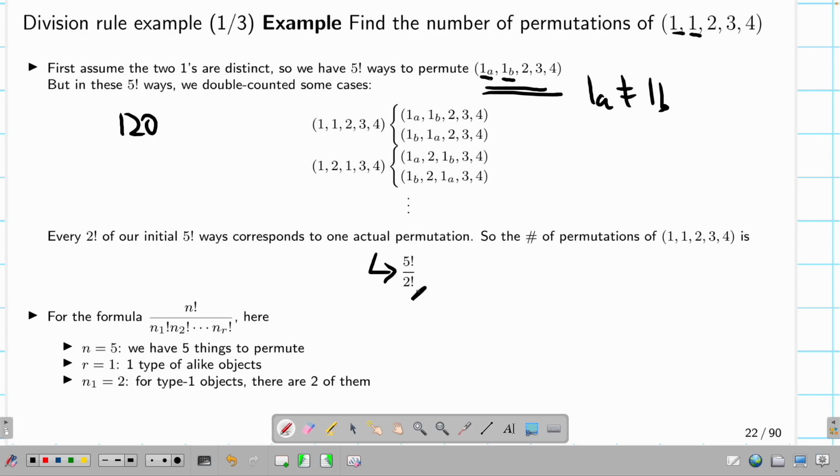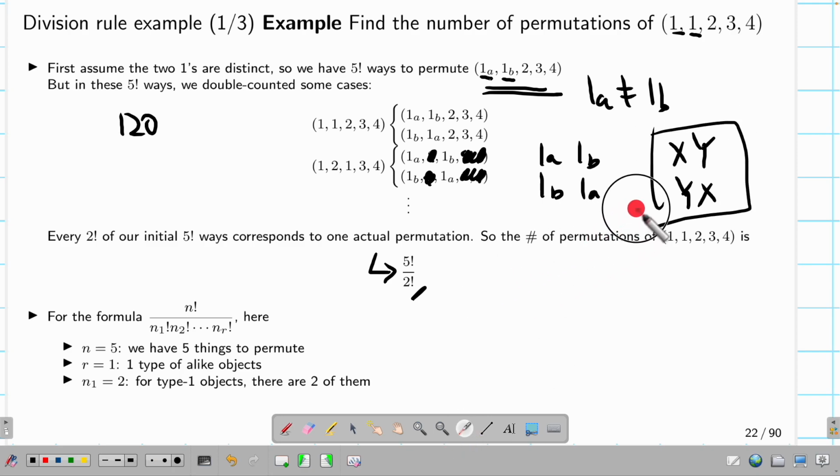And how do you see this 2 factorial? Well, you erase all the other numbers. So this one gives you 1A, 1B. This one gives you 1B, 1A. And if you replace the symbols 1A and 1B by X and Y, this is basically XY, this is YX. So this is the 2 possibilities you can get for permuting a 2-element set, right? So this is the 2 factorial, okay? And if you put it into the formula here, n is 5, r is 1 type of repeated object, the 1, and then n1 is 2. So you have a type 1 object, that is the 1. You have 2 of them, so n1 is 2, so you have a 2 factorial, okay?